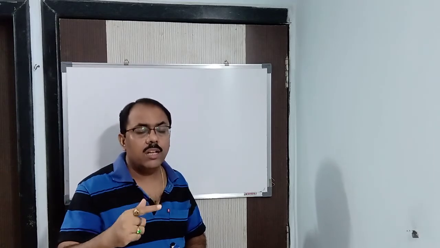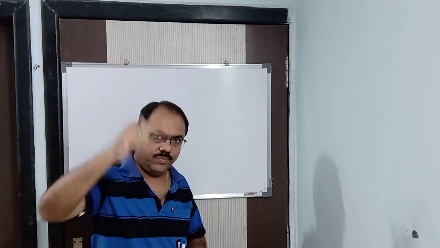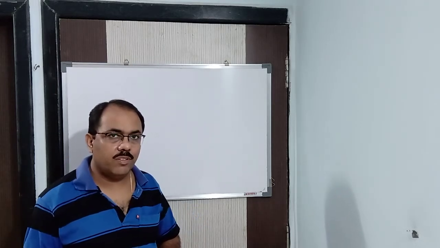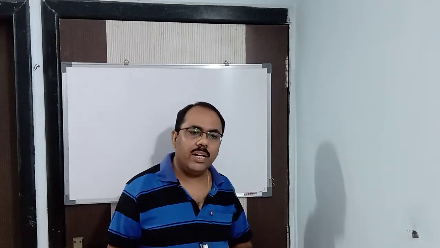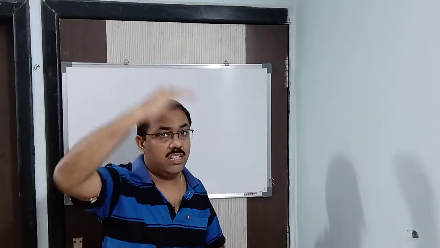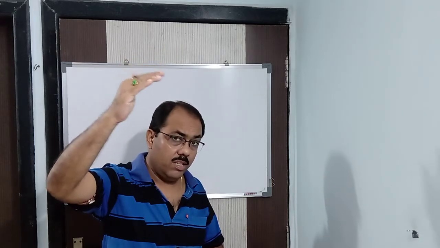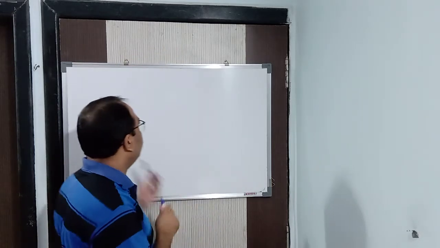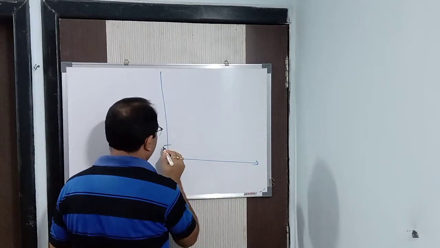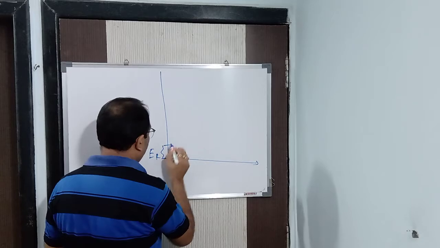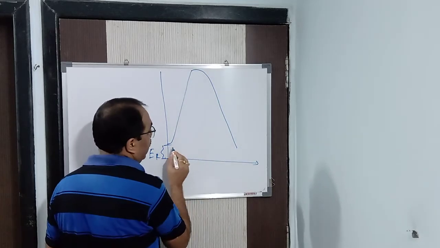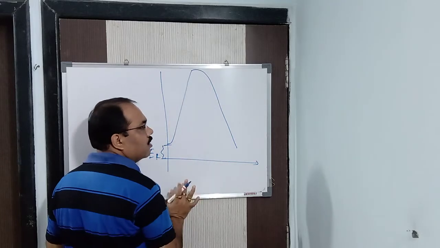That means to reach which level? The threshold level. At the threshold level, the activated complex is formed. So if the activated complex is formed at a higher energy level, listen carefully, let us say this is the energy of the reactant, and the activated complex is formed at a higher energy level, then the rate of reaction decreases.